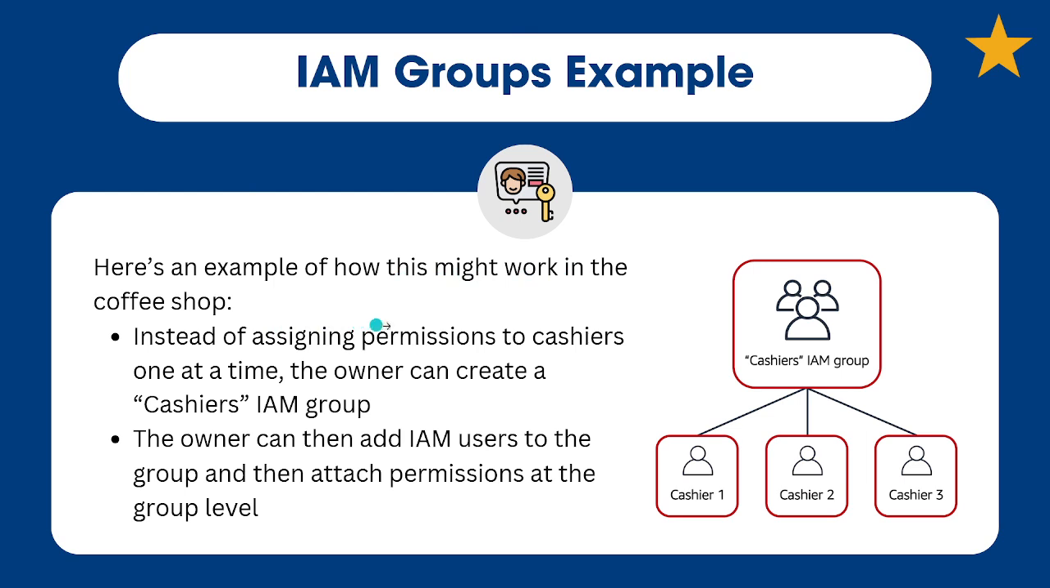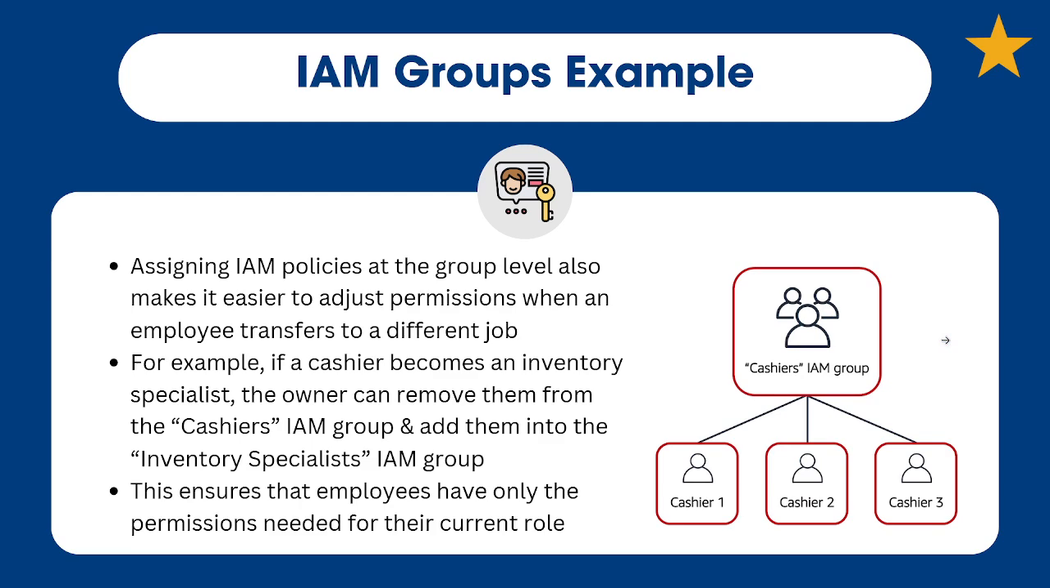With similar access needs. So here's an example of how this might work in the coffee shop. Instead of assigning permissions to cashiers one at a time, you can create the cashiers group. So every time you need to modify, you've got 3 cashiers in this example. Instead of going to each one of them and assigning the same policies over and over again, you just go to this upper level and say, hey, for all the cashiers, all the users in this group, you're going to use these policies. So when you change the policies here, it's going to cascade down to all the users. So assigning IAM policies at the group level also makes it easier to adjust permissions, just like I said. You make a change, right?